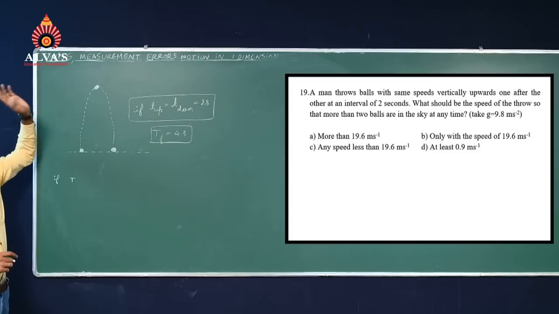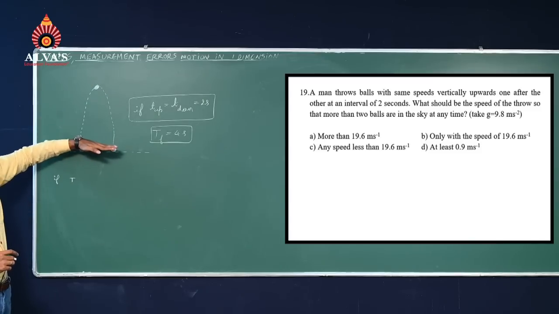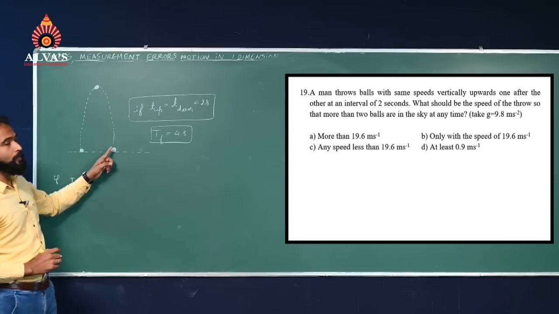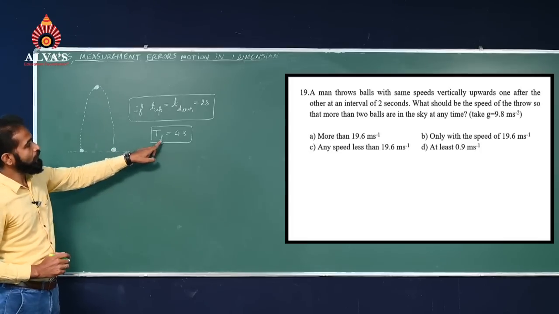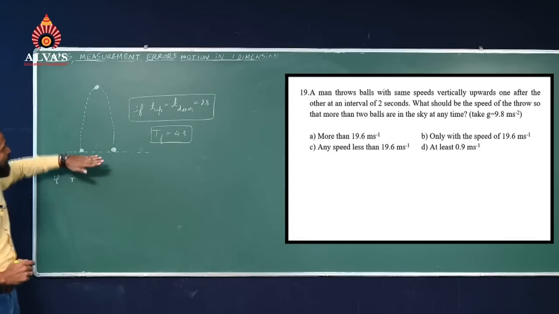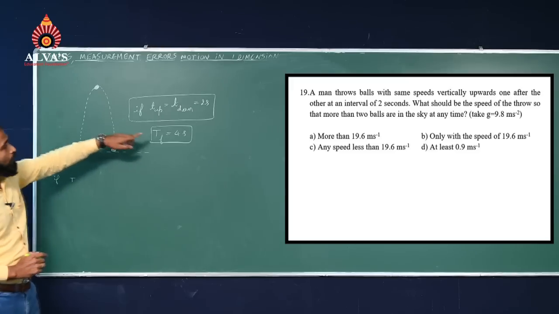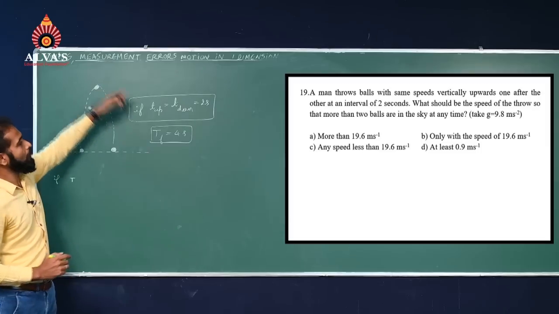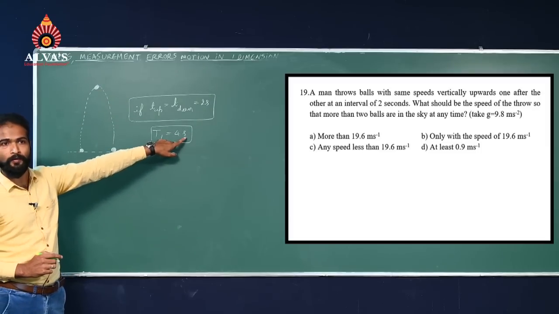But the question says that there should be a minimum of 3 balls, or more than 2 balls, in the air. So what is required is the time of flight. If it is 4 seconds, then this picture is correct. If 3 balls have to be in the air, the time of flight should be more than 4 seconds.